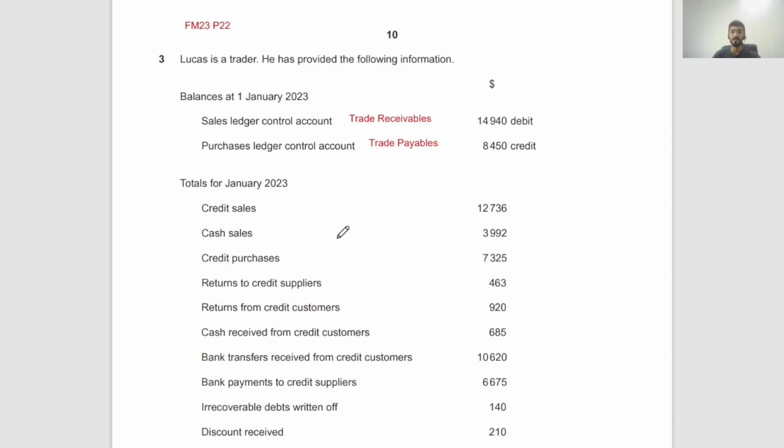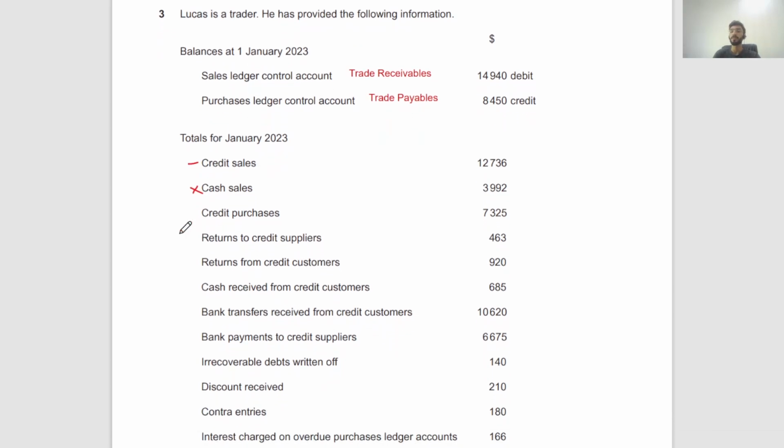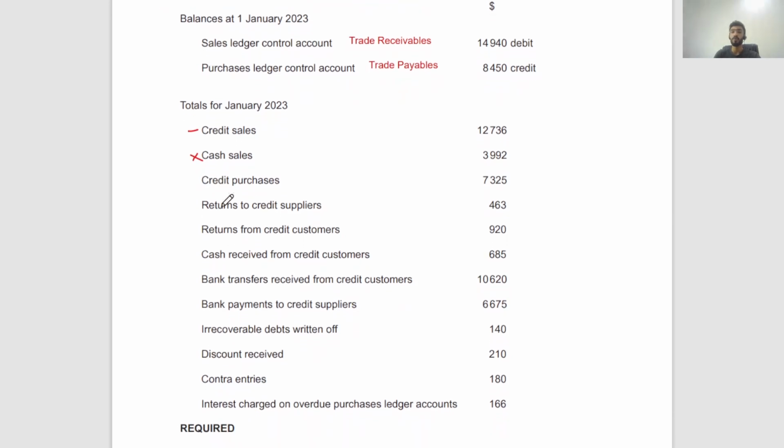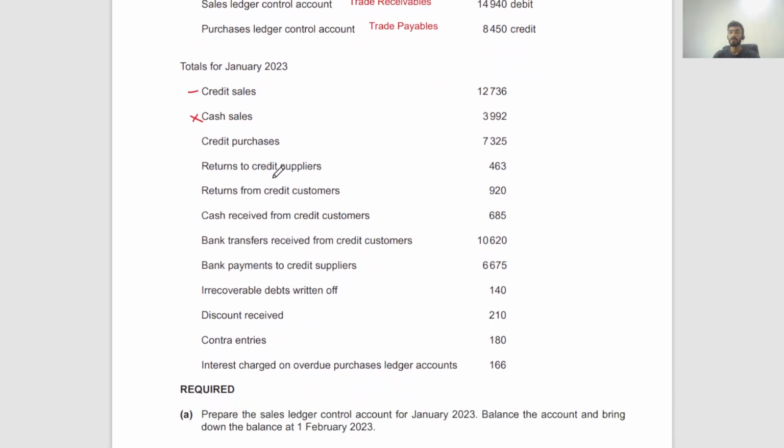So we will be targeting sales. Cash sales is ignored. It's the trade receivables. So how does cash sales affect the receivables? It doesn't, right? Only the credit sales affect your trade receivables. Cash sales, double entry would be sales credit, cash debit, and we're done. Credit purchases, that's with the PLCA, so we ignore that for now. Returns to credit suppliers, again PLCA.